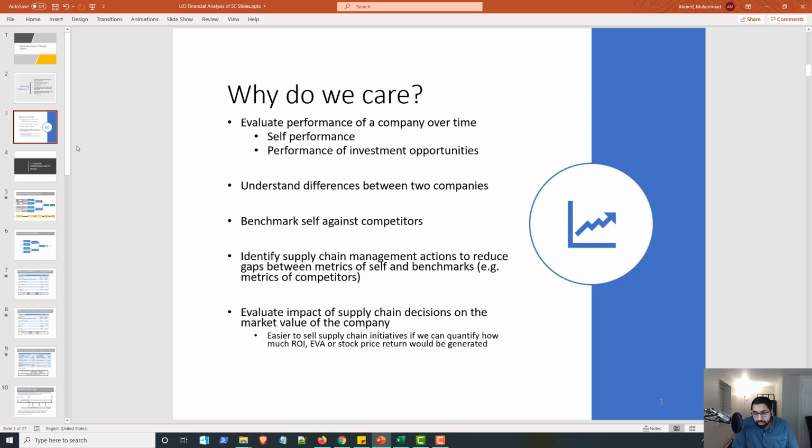The other reason this is really important is if you are a supply chain manager and you want to undertake an initiative to improve the supply chain performance in your company. The CEO of the company or the top management is usually evaluated by the board of directors or by the shareholders on how much they contribute to the market value of the firm. Do they increase the share price or not?